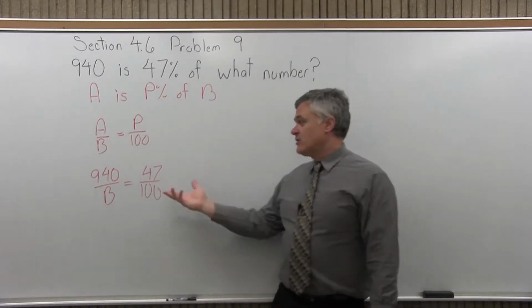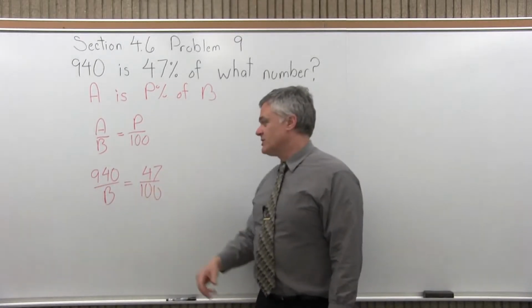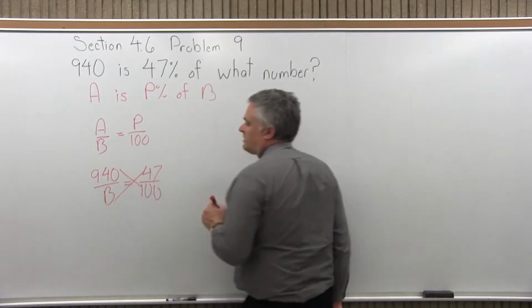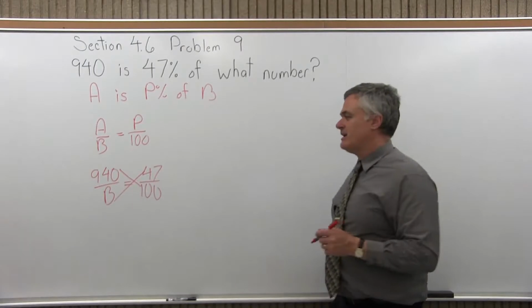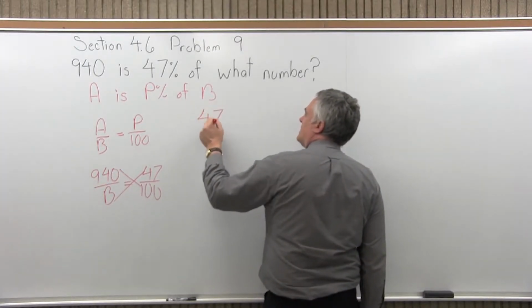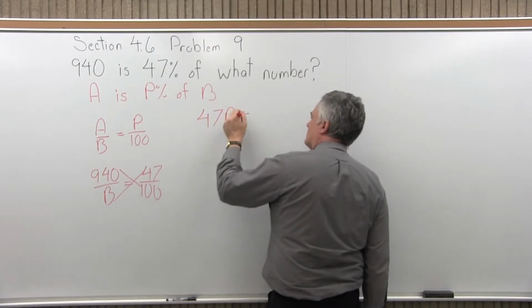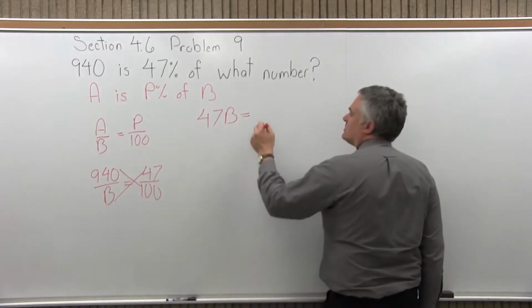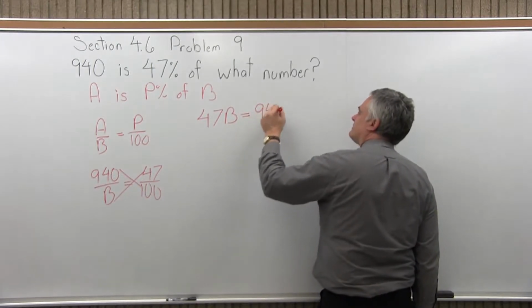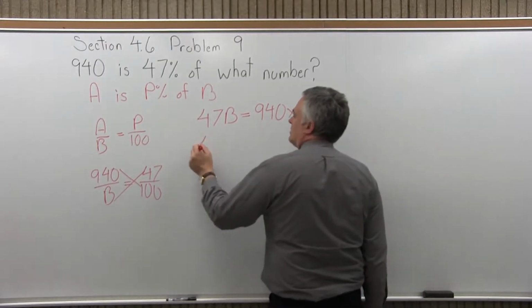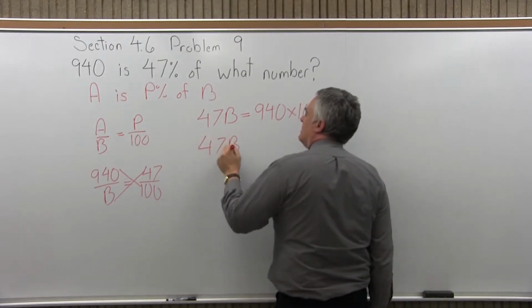Now we have an equation with one unknown, and to solve this sort of equation where we have two fractions, we cross multiply and then we divide. So B times 47, we can write 47B, or B47, it's really the same, equals 940 times 100. So we'll have 47B equals.